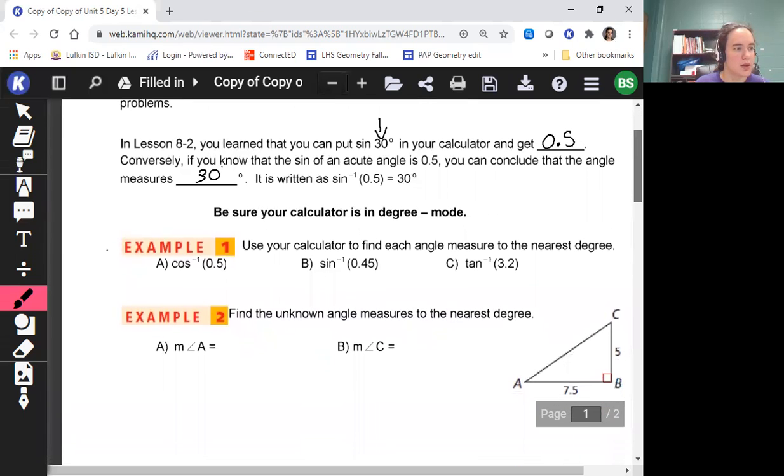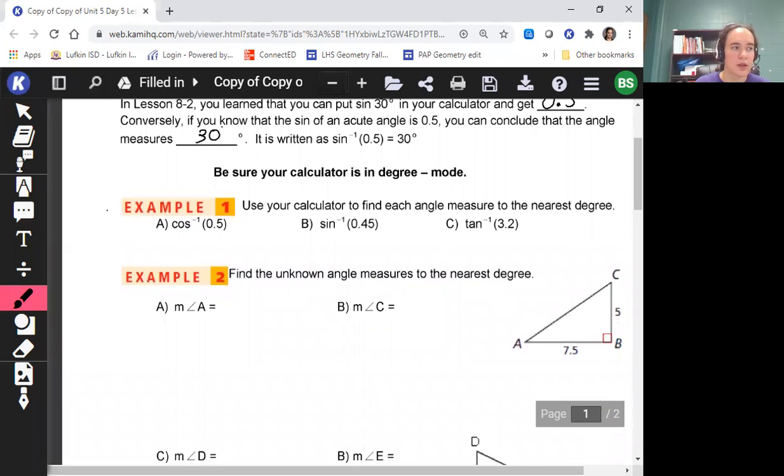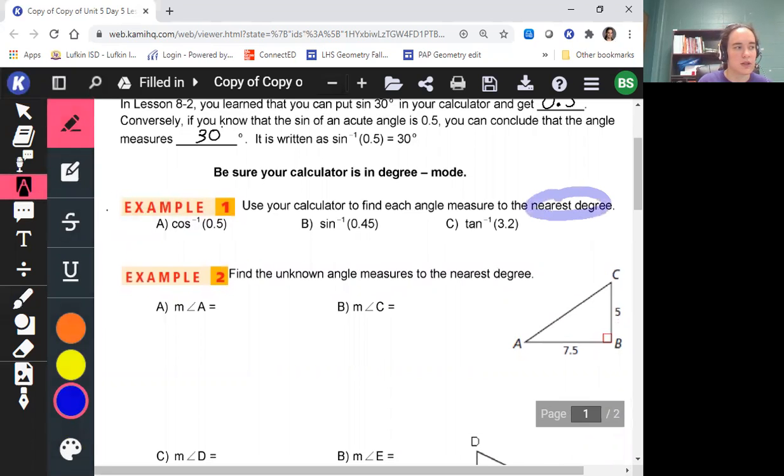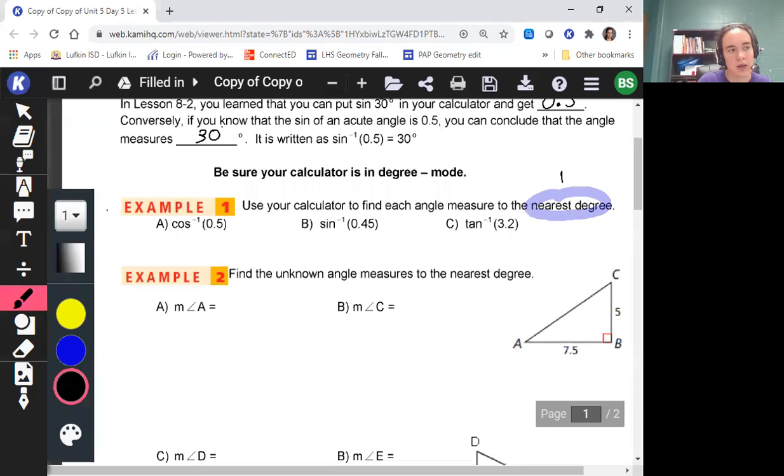So that's what we're going to do on the first set of examples. We're going to use our calculator to find the measure of each angle, and we're going to round to the nearest degree. So nearest degree means that we're rounding to the nearest whole number. So we're going to type in cosine inverse, because that's what that little -1 means, of 0.5 in our calculator. So press the trig button, and cosine inverse 0.5, and that gets us 60 degrees.